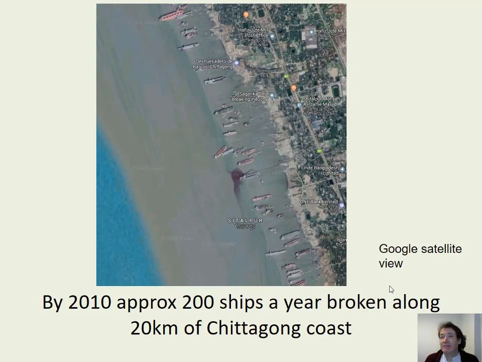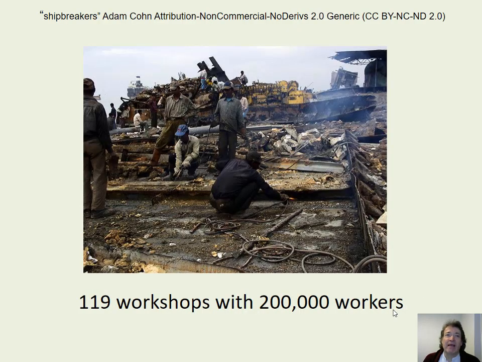And you can see it, even without magnification, you can see it from space. It's a colossal set of enterprises now. And it's become quite famous in other ways as well, almost a landmark. It's appeared in several films, Indian films and Western films. By 2010, there are 120 workshops spread along these 20 kilometres of the coast.